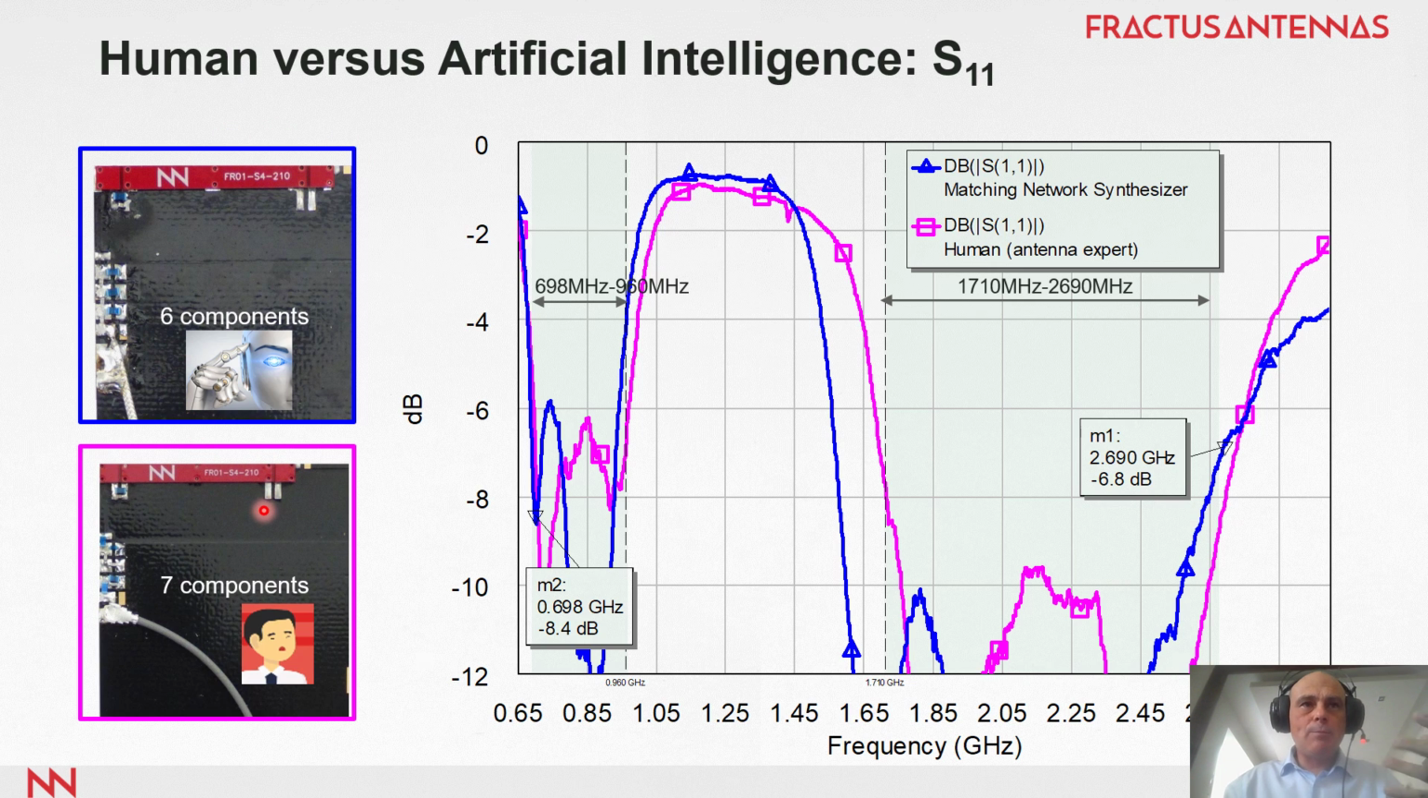Also, we have compared this systematic method, in blue, with a matching network obtained by a human being, by an expert, in pink color. You can see that both matching networks are pretty much the same. And in this case, only 6 components were needed with this systematic method. So it is even much simpler than the matching network obtained by the human being.